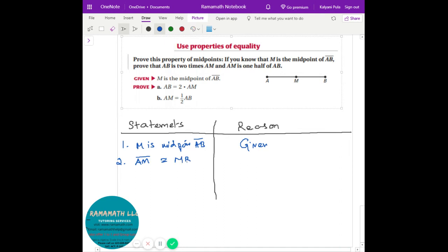The second one is, since M is a midpoint, I can definitely say AM is congruent to MB. Do you agree? It's the definition of the midpoint. Since we know that AM is congruent to MB, I can write AM equals MB because they are congruent segments.